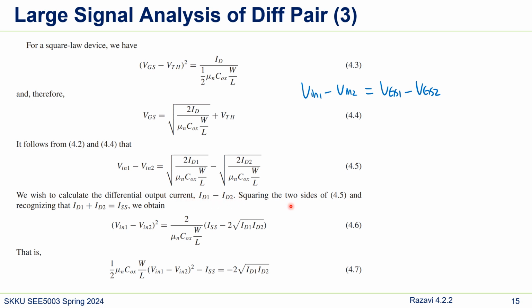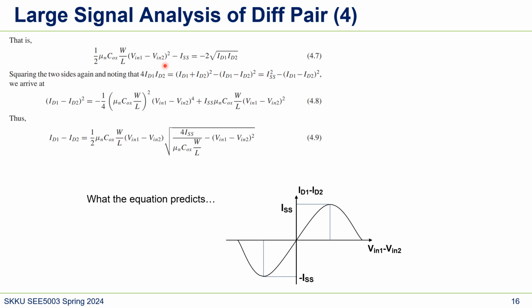This is our goal. So squaring these two sides of 4.5 and then recognizing that ID1 plus ID2 is ISS, then we got this equation, and then just make it clean. Then we got this. Let's go further. This 4.7 equation is from the previous slide, and if we use this relation and substitute it and do something, then we finally got this. Okay, so let's focus on this equation, which is 4.9. So let's see this equation.